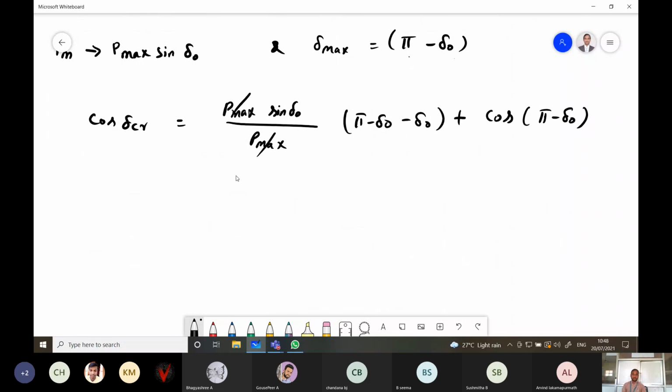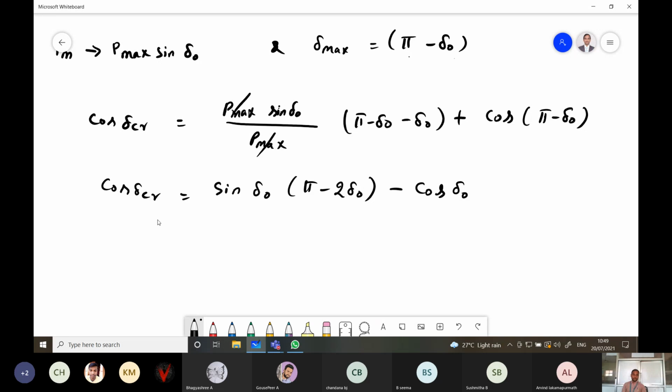Now this will get cancelled. So cos of delta CR is equal to sine of delta naught into pi minus delta naught to delta naught, minus cos of delta naught, because cos of 180 minus theta is equal to minus cos theta. Okay.